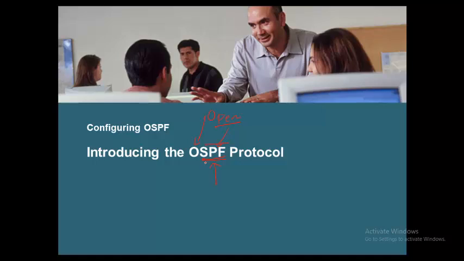So if you have heard about Dijkstra's algorithm or binary tree algorithm, or SPF algorithm, all three are the same. All right, so Open Shortest Path First is a routing protocol, but SPF is just an algorithm which is used in this routing protocol.